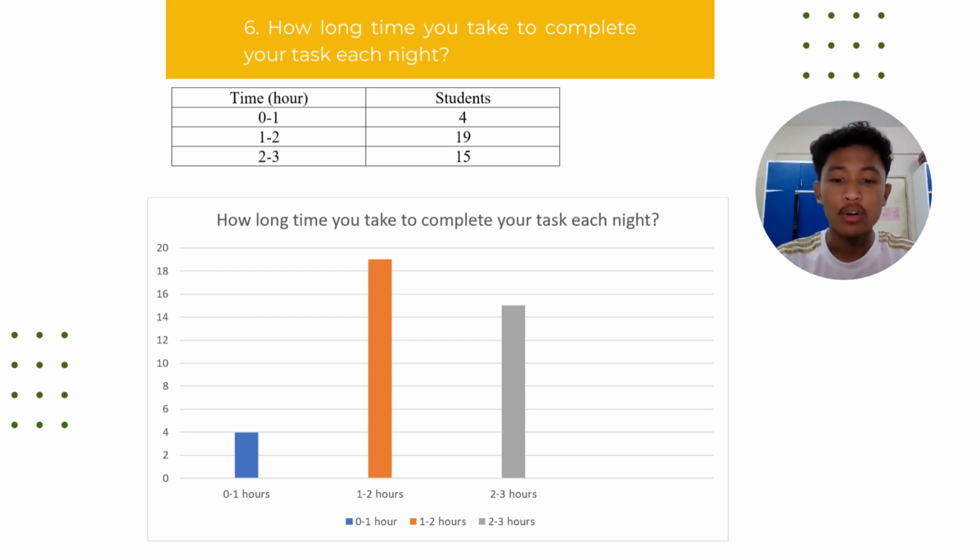For the second question of quantitative data, we ask how long students take to complete their tasks each night. The data collected shows some students take below 1 hour to complete their work. 19 students need between 1 hour and 2 hours to complete their tasks. Last but not least, 15 students take above 2 hours to complete their tasks. We also provide a bar chart for this data in the slide.